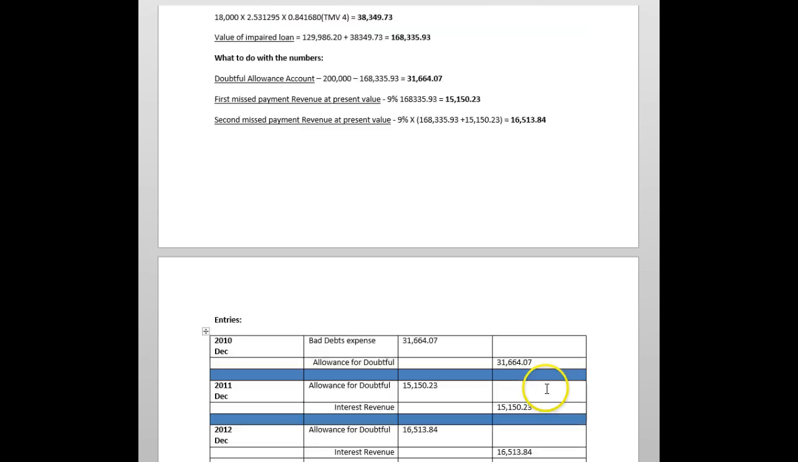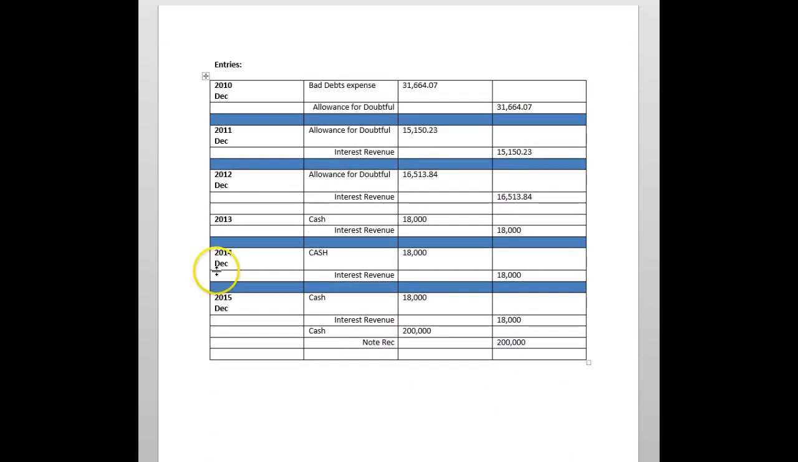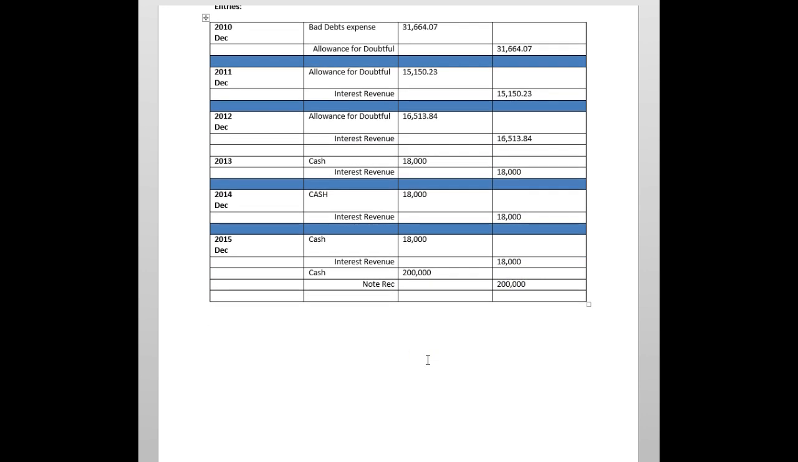They're taken care of, and we should be back on track, and you're going to do normal entries from that point on. You'll do a cash, an interest revenue, a cash, an interest revenue, a cash, an interest revenue, and then in 2015 they're going to pay off that note. So you'll get $200,000 and you'll write off this note or pay it down. And you'll heave a big sigh of relief.